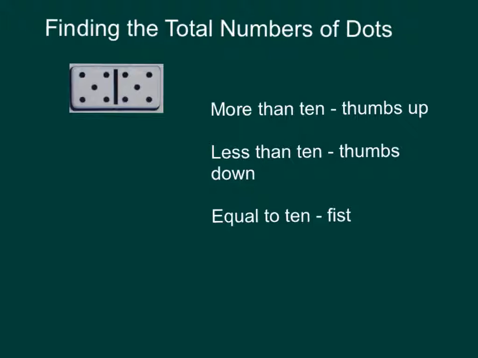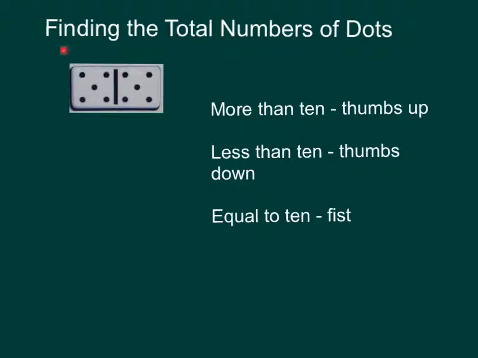For this part of the lesson, we're going to be finding the total numbers of dots on dominoes. We're going to determine if there is more than 10, less than 10, or equal to 10, just by making an estimate. We're going to play a little game. You're going to give me a thumbs up if you think it's more than 10, a thumbs down if you think it's less than 10, or a fist if you think it's equal to 10.